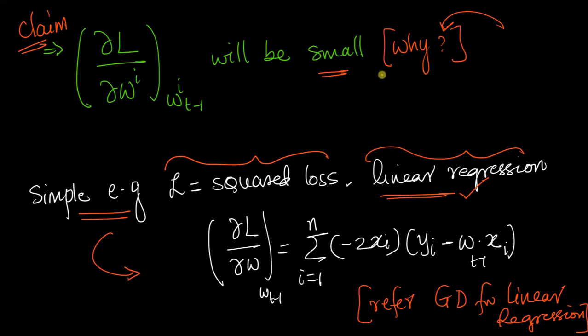Now, why would it become very small? Let's look at it as an example from the perspective of linear regression so that you understand the concept. When you're using squared loss and linear regression, as we have shown in the video called gradient descent for linear regression in the solving optimization problems chapter, this derivative is exactly this. Now what are the xi's here? The xi's are inputs, right?